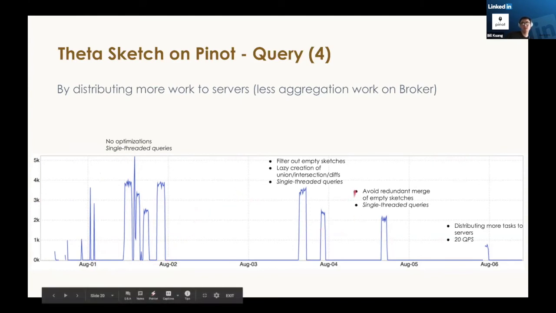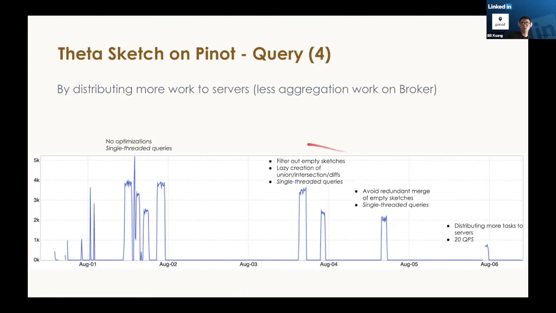And then we did some profiling. Huge thanks to Yank, he helped a lot here. We did a little bit of profiling, and we started doing various optimizations. I labeled each peak. For this drop, we filtered out some empty sketches, right? That was taking up some CPU cycles there. And for this particular drop, we avoided redundant merges of empty sketches.